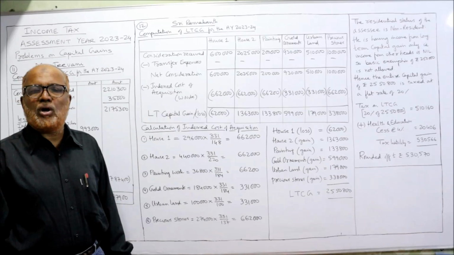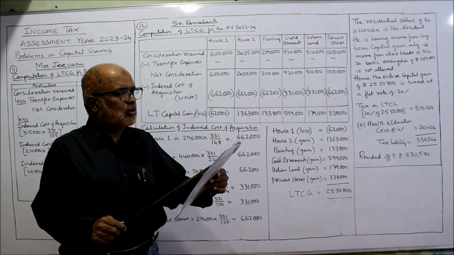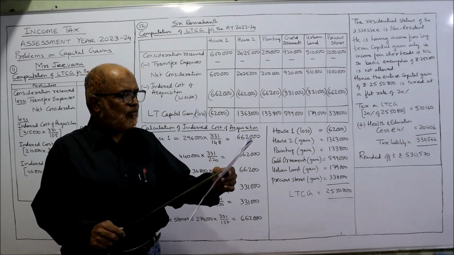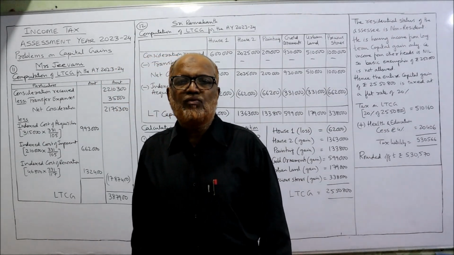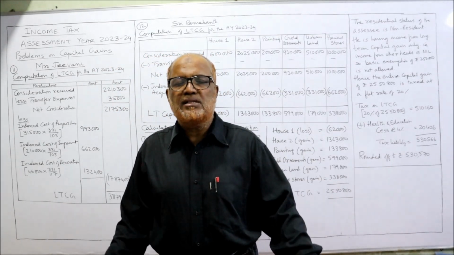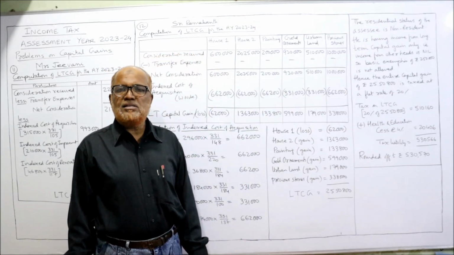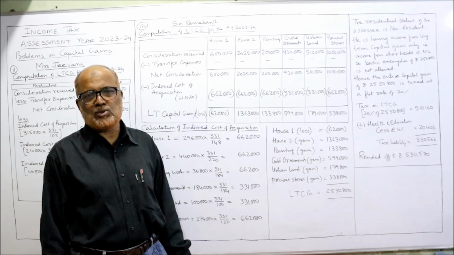Minus indexed cost of acquisition. Here the purchases were made in 2012, 10, 14, 15, 12, 12, 3, 2, 15, 9. That means all the assets were purchased and used for more than 3 years. So all the assets are long-term capital assets, and the gain arising is long-term capital gain. So we need indexed cost of acquisition.